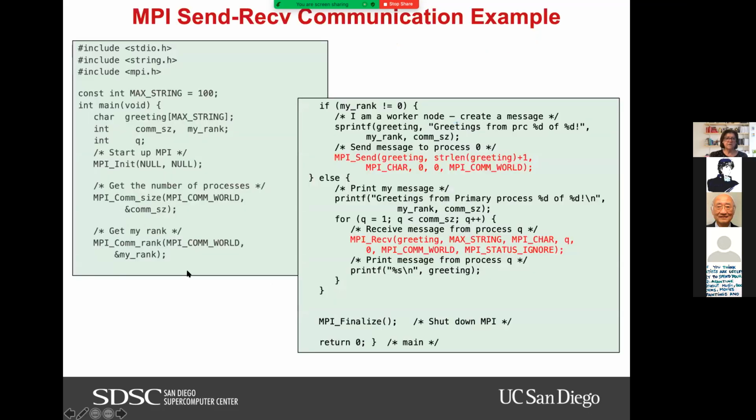And then here's a send-receive communication example. In this code, we set up a message, we initialize the environment, we get the identity of the communication world and how big it is. We get the rank for this particular process. And again, if I'm a worker node, create a message, send the message. It's a character array. There's so many characters in it. We have a dimension max string, as that's an M. We defined it up here.